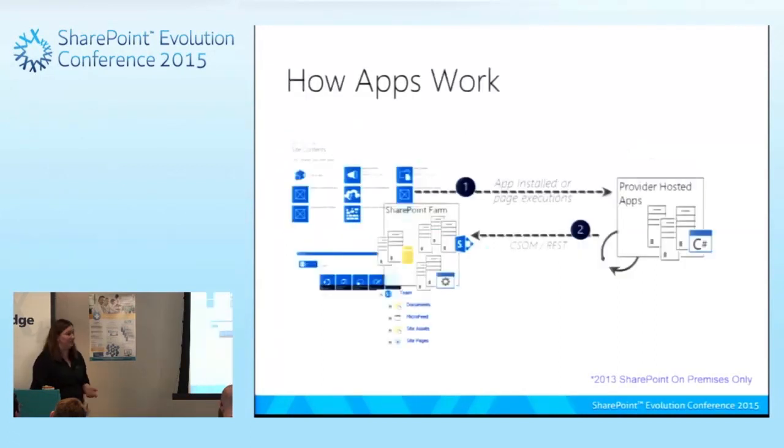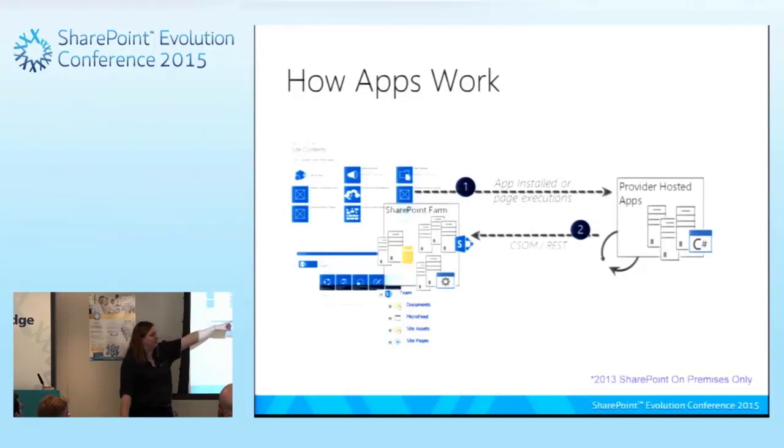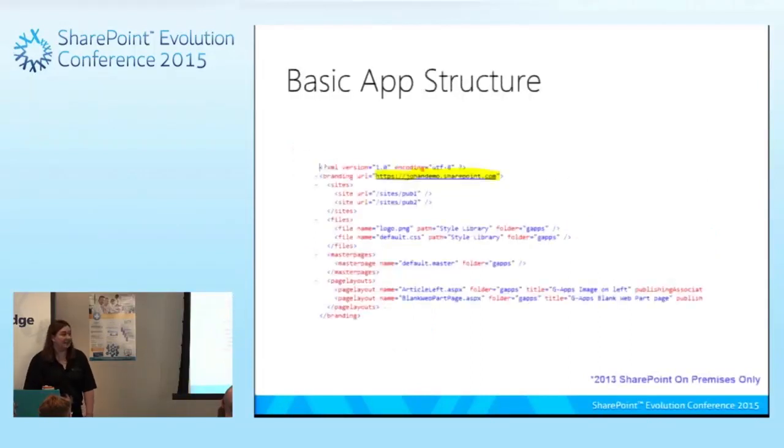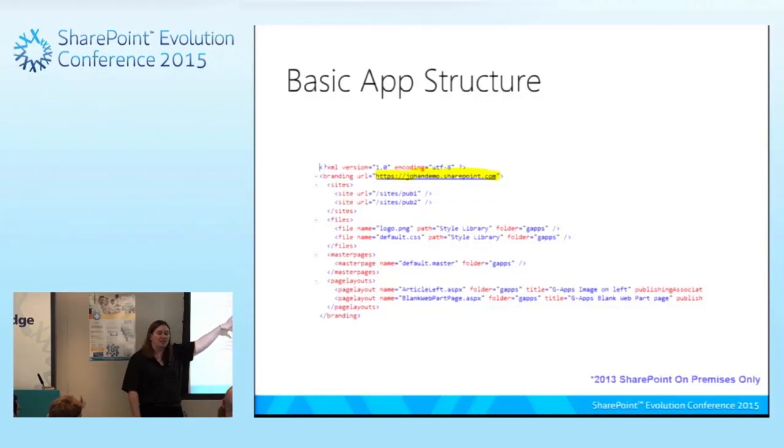How do they work? They basically take what we have, we install the app, it goes out to a provider-hosted location and finds the files that we've told it to add, and it pushes them into our farm so that they can be applied. Right. Basic app structure here. You go through and you define this out. I have to say, this is not the part that confuses me because this is very much like the solutions.